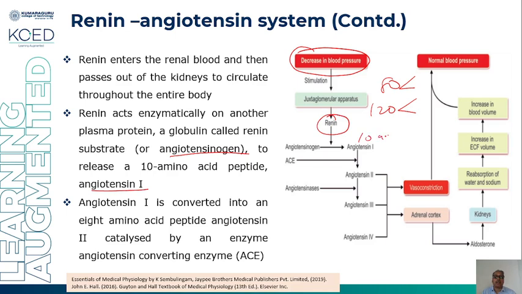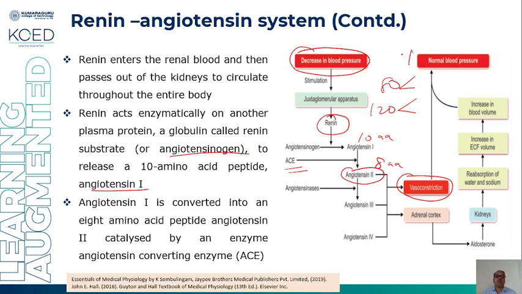So as I said earlier, this is a 10 amino acid peptide, and angiotensin 1 is converted to angiotensin 2 in the presence of angiotensin converting enzyme. This is actually an 8 amino acid octapeptide. What is the role of angiotensin 2? This angiotensin 2 is mainly involved in vasoconstriction. That means arteries will be constricted. Small arterioles will be constricted. As a result, the blood pressure will shoot up.